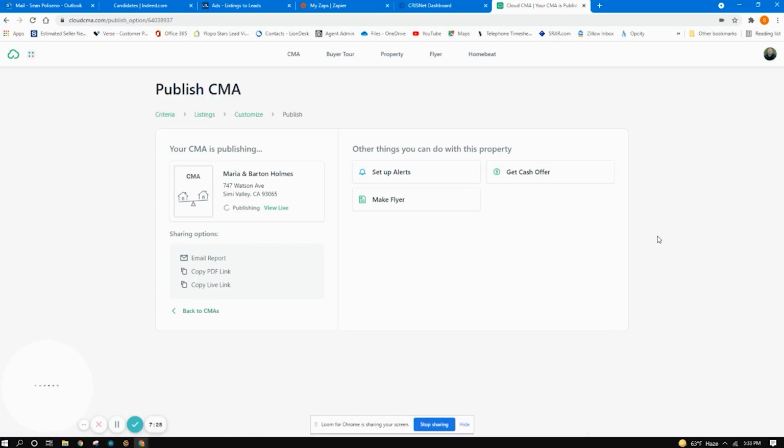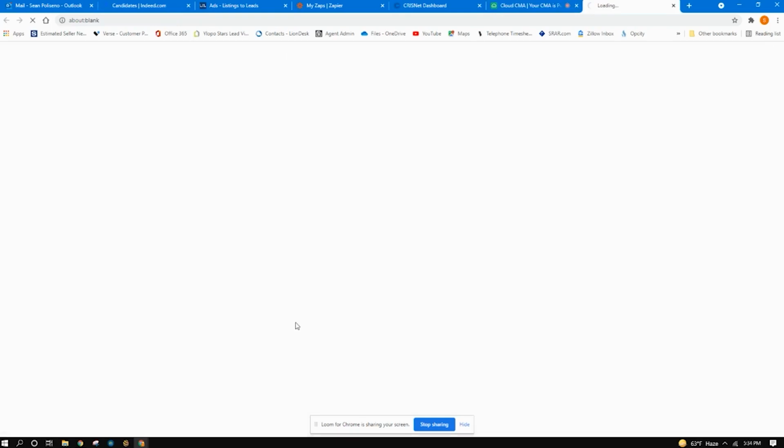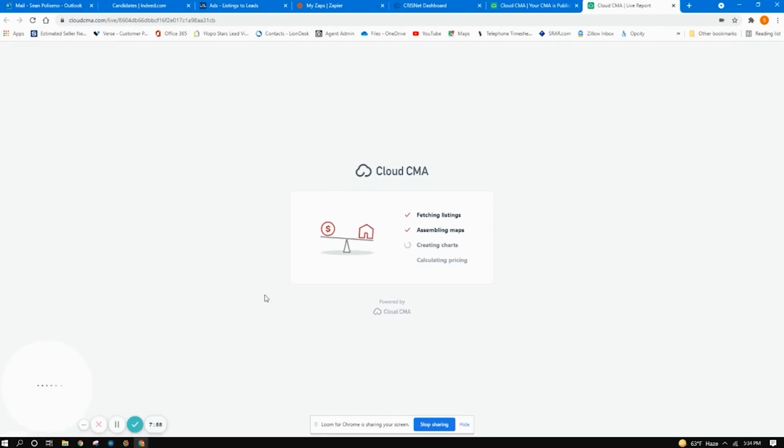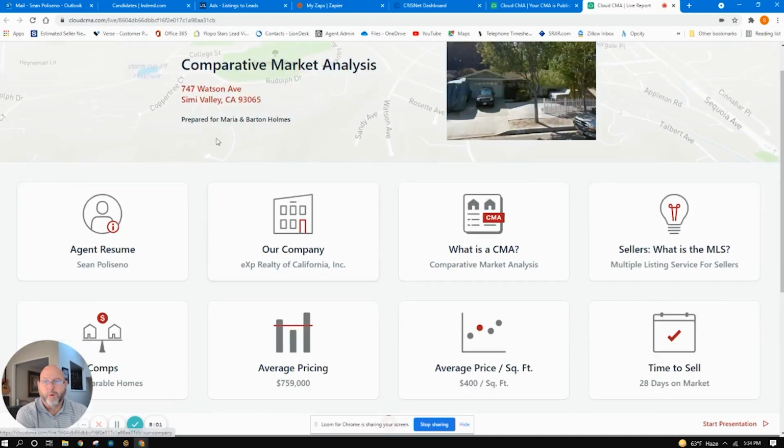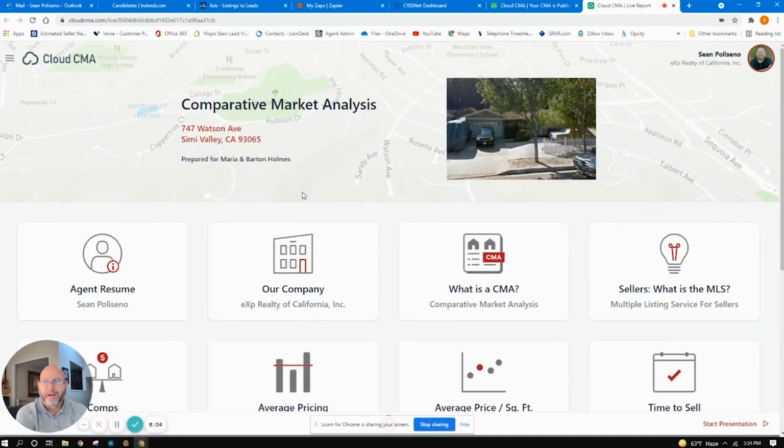There you go. It is loading up the customized report. What I really like about the Cloud CMA is that it gives you 2 versions. It gives you a PDF version. It also gives you a live version that you could use on a laptop or an iPad. So if you did want to present this to the client in your listing presentation, you would go ahead and click live view. And this is going to give you a live view of the CMA that you would pull up on your browser. And you can see here everything that's pulled forward for the Watson Avenue property.